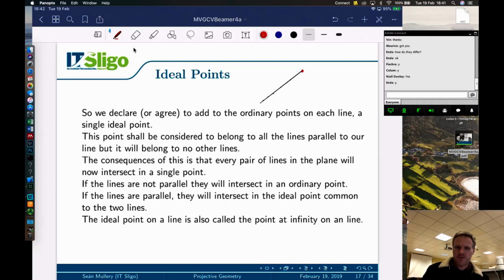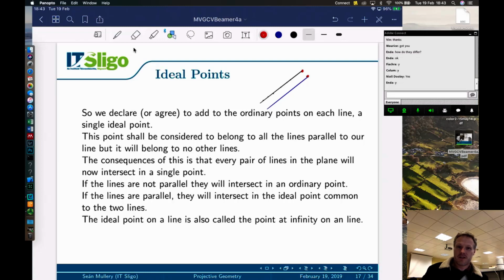So, the consequence of this is that this point shall be considered to belong to all the lines parallel to our line, but it will belong to no other lines. Which means that if I've got another line here, which I'll show as blue, and it's parallel to that one, then they have the same ideal point, which I've decided again for some reason to draw onto the end of it, despite the fact that I'm not supposed to do that. All we're saying is that those two lines have an ideal point added to them, and it happens to be the exact same ideal point. So parallel lines have the exact same ideal point added to them, because that's the point at which they meet at infinity.